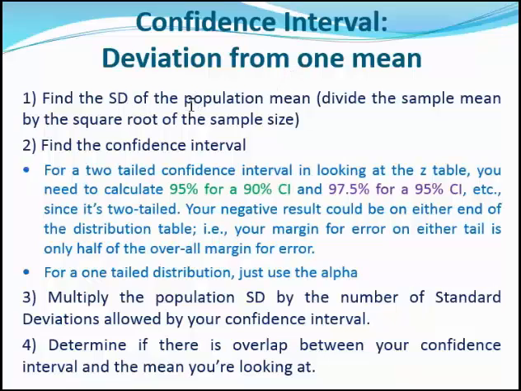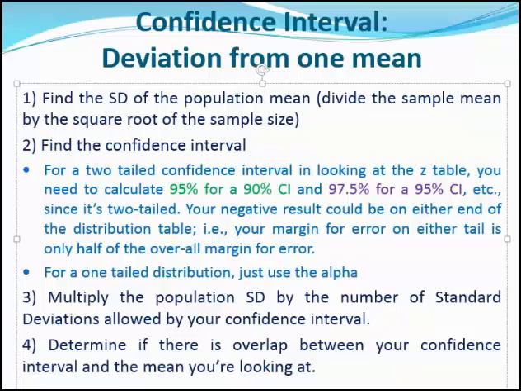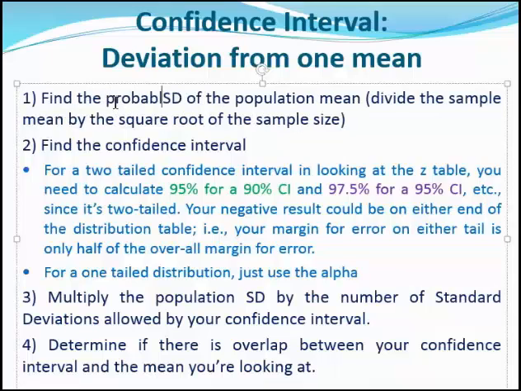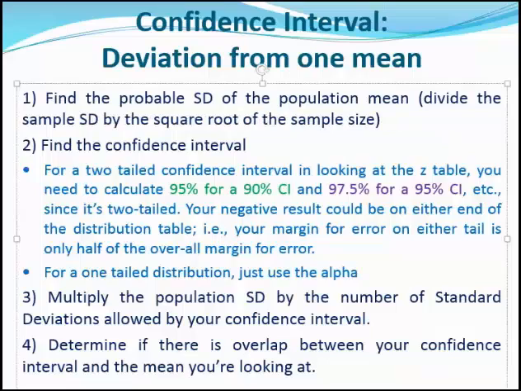First, you have to find the standard deviation of the population mean. Remember, the population mean in general is the mean of the entire population, not just the sample size that you're looking at. So the way you estimate the standard deviation of the population mean is by taking the sample standard deviation, excuse me, divided by the square root of the sample size.